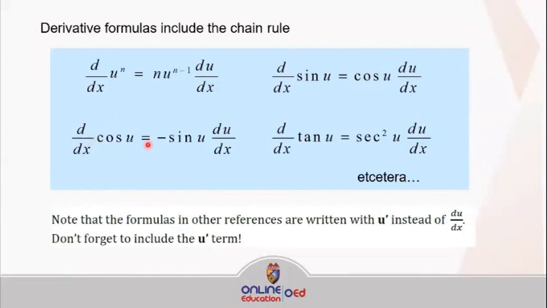Kapag naman si cosine u, yung kukunin natin yung derivative, we have the negative sine u du over dx, or kapag naman si tangent u, yung derivative naman niya is secant squared u du over dx, and so on. Kasi pwede pa rin natin dito kunin yung mga other derivatives natin for the cotangent, cosecant. So we have here lang yung note that the formulas in other references are written as yung u prime, instead na du over dx. So pwede tayo magkaroon ng gantong term. So pareho lang naman siya, parang first derivative lang din.